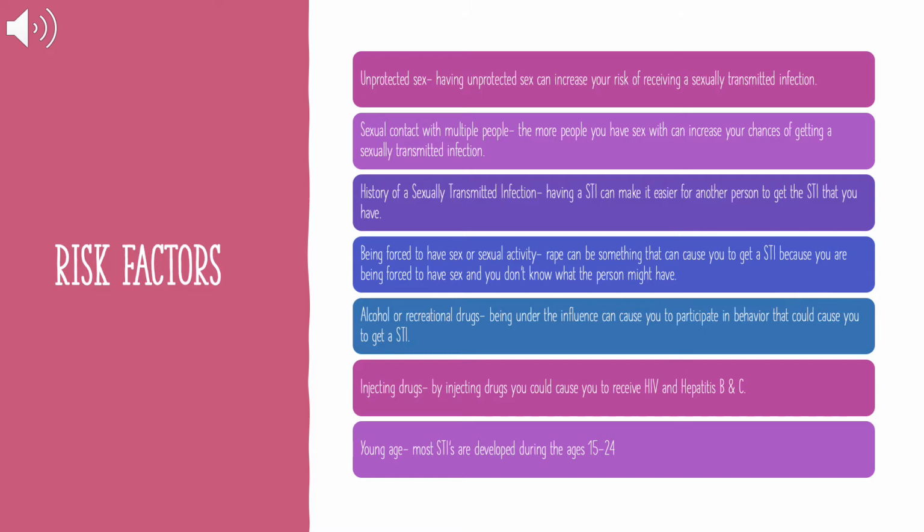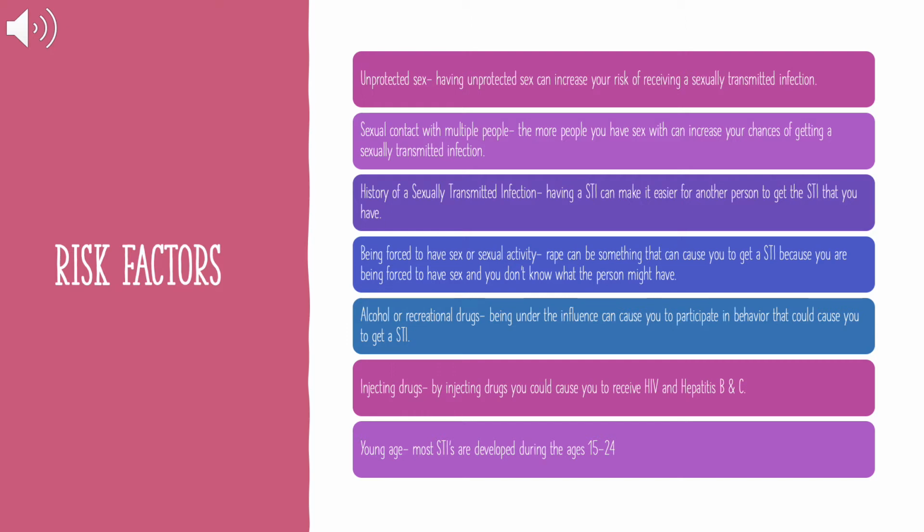Alcohol or recreational drugs are a big factor, because when you're under the influence, a lot of the times it makes your decision making not the smartest, and you're more likely to participate in risky behavior.